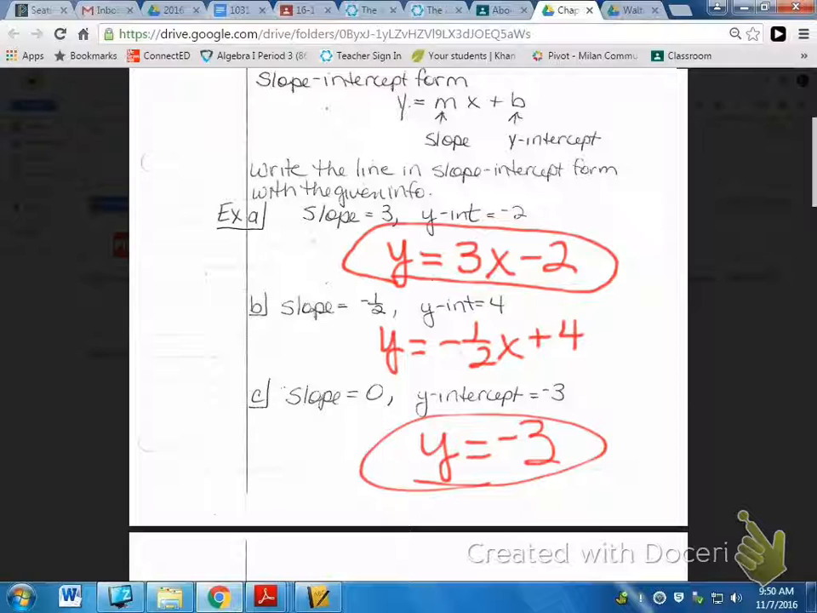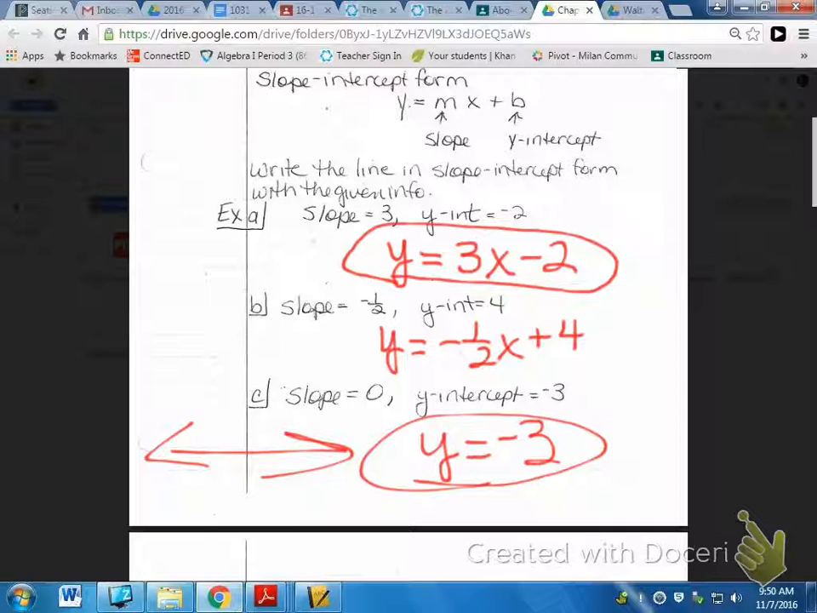Anytime you have an equation where there's a y only, you know it's a 0 slope, and 0 slope would result in what kind of line for us? Do you remember? What does it look like? Yeah, definitely horizontal, flat. Okay, that's part of what you have to do.